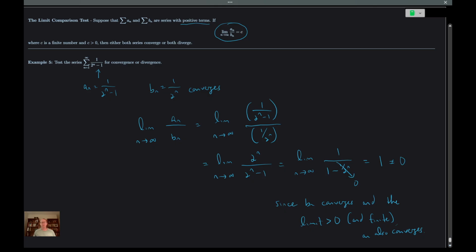Okay, so three tests. We have the integral test, we have the direct comparison test, and we have the limit comparison test. Be sure you're familiar with when you can use these, because you can't use all of them all the time. You've got to be familiar with when you can use which ones and how they work. If you have any questions about any of these, please let me know.